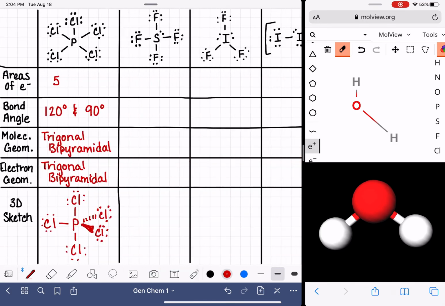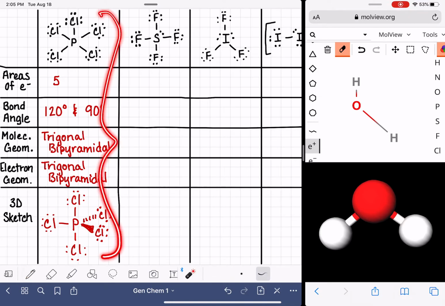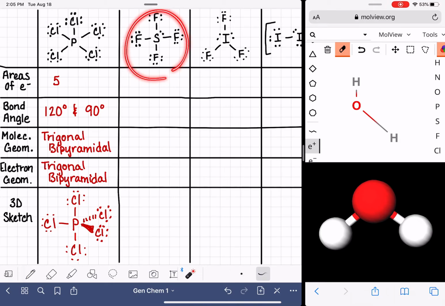Now we're moving on to 5 areas of electrons. Here is the example that we have already seen, phosphorus pentachloride. The first molecule that we're going to look at here is SF4. We can see that there are 5 areas of electrons on that central atom. 4 of those areas are bonds. 1 is a lone pair. And we know that our electron geometry is going to be trigonal bipyramidal. I'm just going to draw an arrow so that we don't have to write all of that back out again.